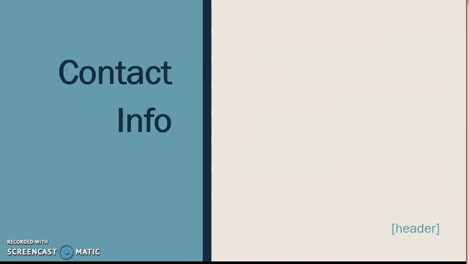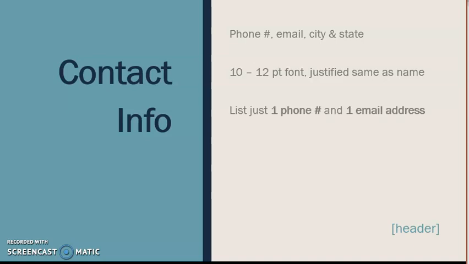Underneath your name should be your contact information. Most importantly, your phone number and email address, as well as a city and state or province. This should be in about 10-point font or whatever size you're using for the bulk of your text on the page. Then list just one phone number and one email address. If you include more than one, the employer will be unsure about which one to use, so we don't want to cause them any uncertainty. So just one phone and one email address.